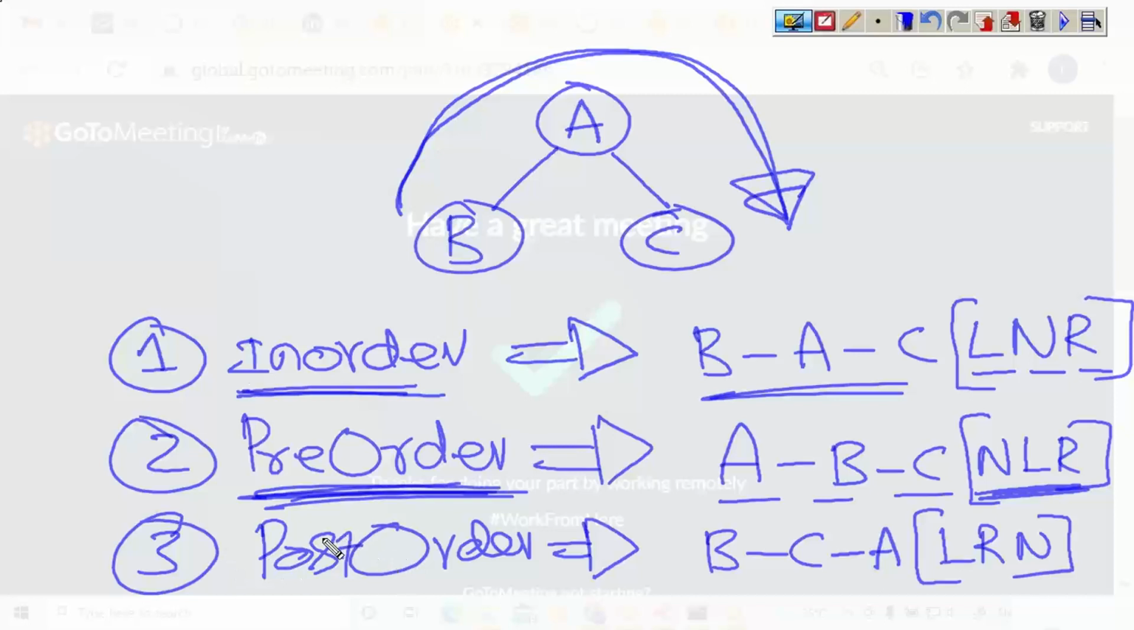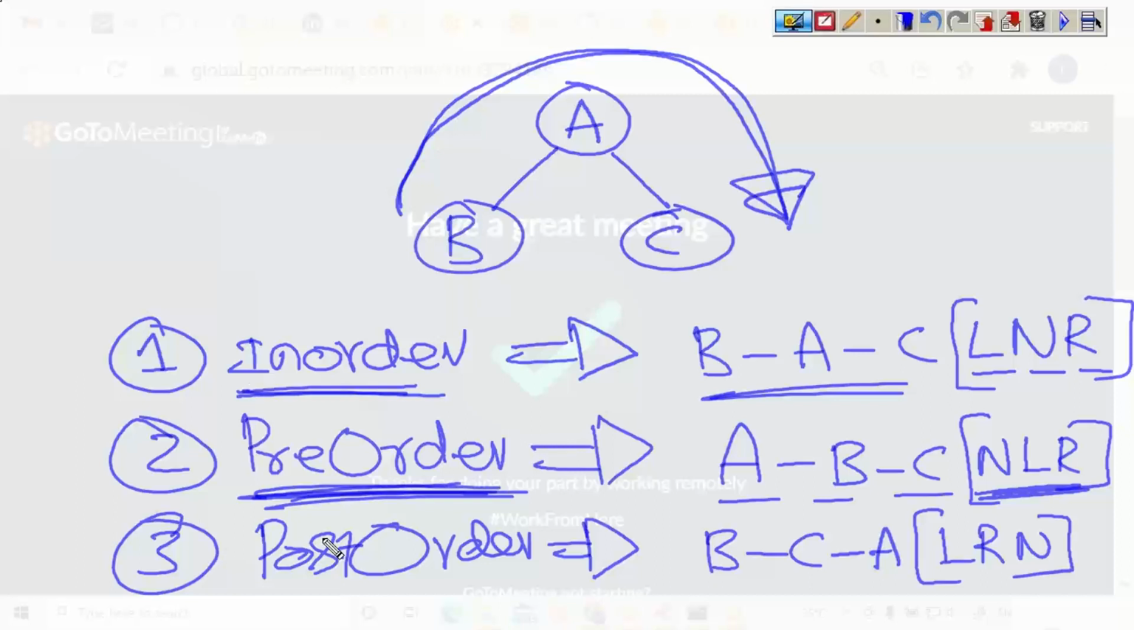Post order means the root will be after the children. With respect to the root, you can mention pre and post. If the root is first, then pre. If the root is last, then post.